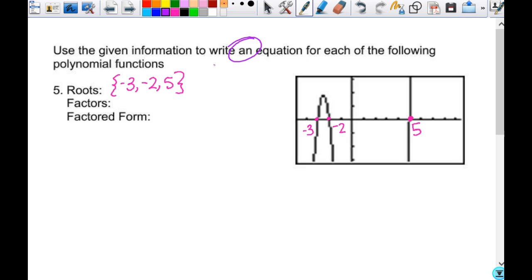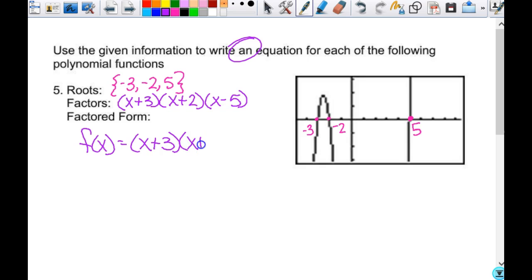So if these are my roots, is it pretty easy to come up with my factors? Yes. If I have a -3, that means this is x plus 3, x plus 2, x minus 5. Everybody okay with that? Now, here, it just says in factored form. I have to write the equation. I pretty much already have that. F of x equals x plus 3 times x plus 2 times x minus 5.